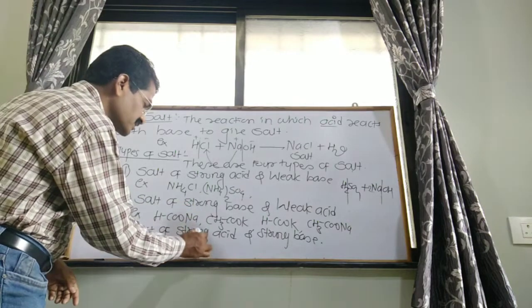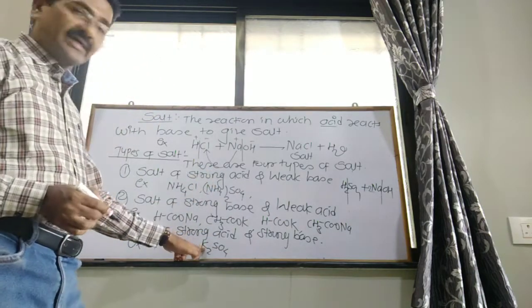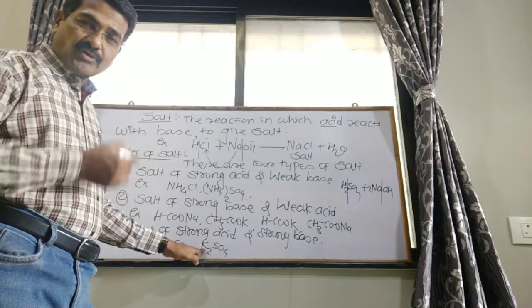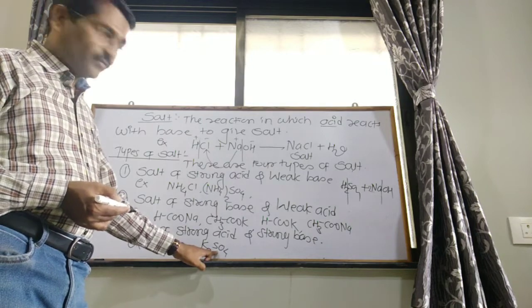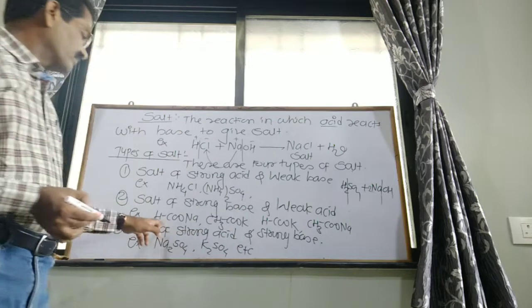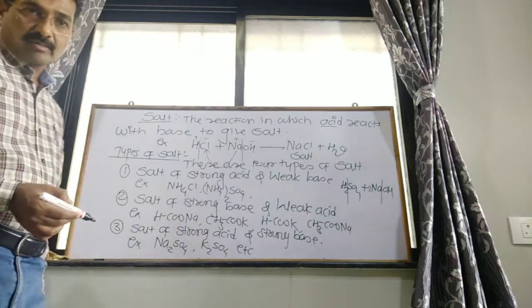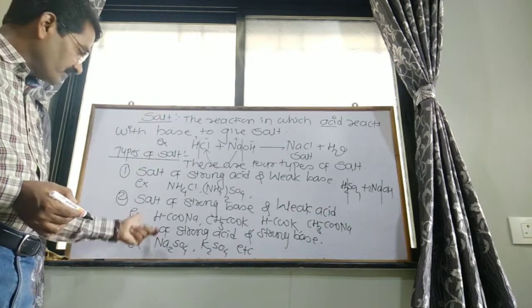Another is potassium sulfate, K2SO4. That is K2, where K is coming from the potassium hydroxide, a strong base, and SO4 from the H2SO4. So a number of examples are prepared from strong acids and strong bases. So what is the salt and the types of salt?